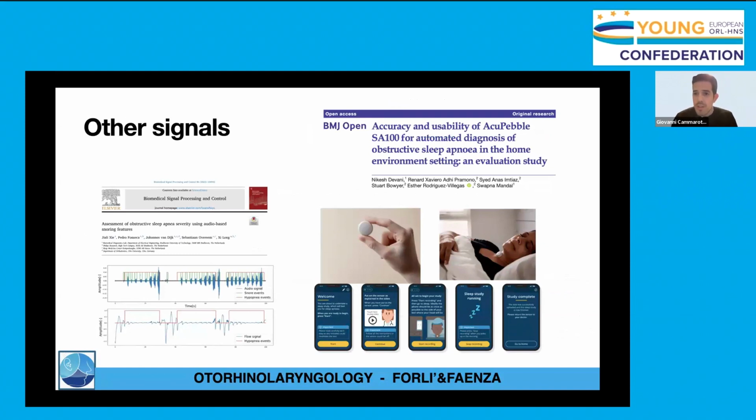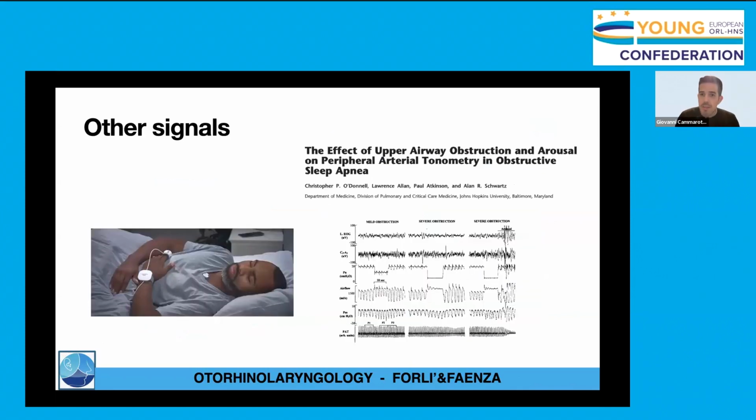because several groups are focusing their attention also on recording other kinds of signals in order to diagnose sleep apnea. This is basically the assessment of audio-based snoring features, so from the sound, pitch, intensity, and frequency evaluation, you might be able to score a hypopnea or an apnea. Again, there are other signals, for example, peripheral arterial tonometry, which, apart from Alan Schwartz's research, is widespread in several countries.